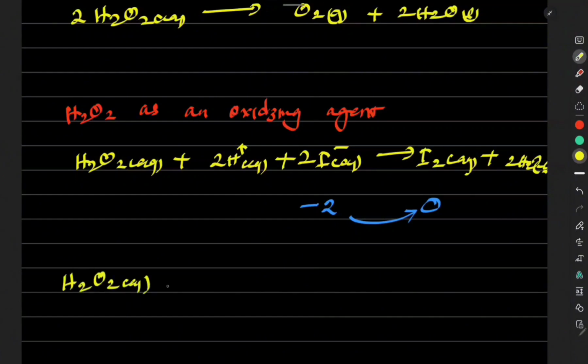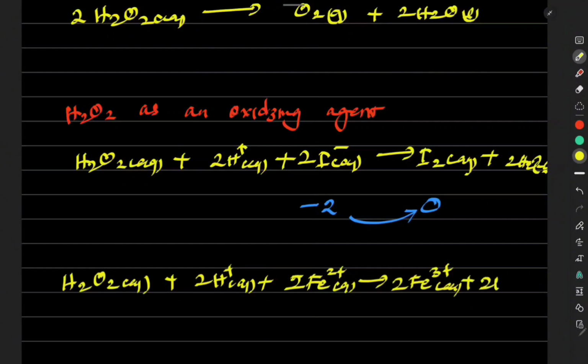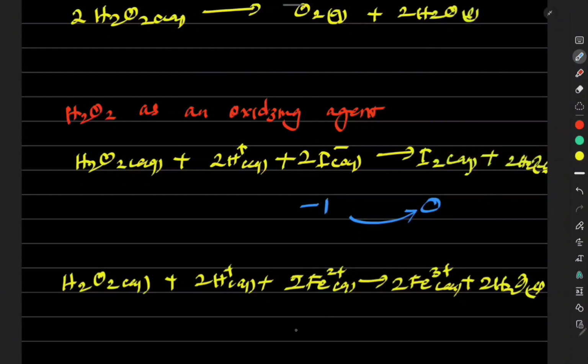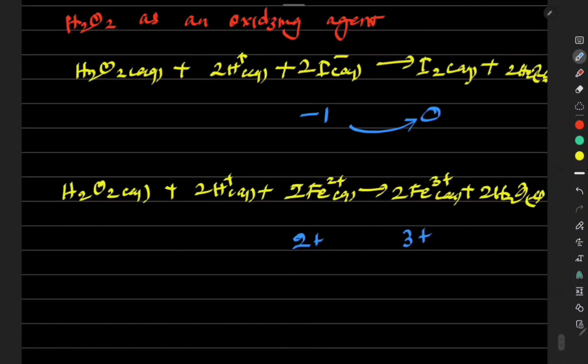H2O2 aqueous plus 2H+ aqueous plus 2Fe2+ aqueous will form 2Fe3+ aqueous plus 2H2O liquid. Sorry, this is -1. Here it is +2, and they are converted to +3. Oxidation.